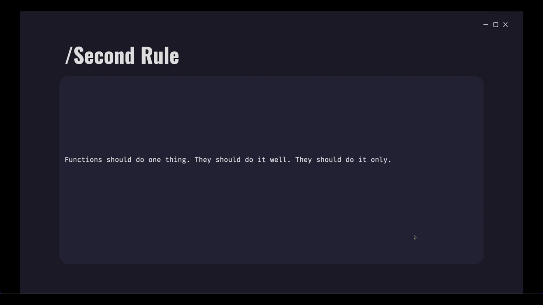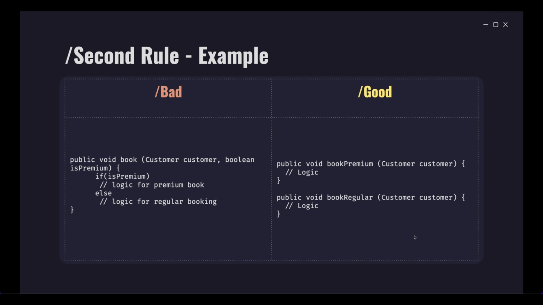The second rule is that functions should do one thing, and they should do it well, and they should do it only. Here we have an example. As you can see to the left, we have a method called book that we are passing a customer and a Boolean flag into. The Boolean flag is called isPremium, and it will execute two different types of logic depending on if isPremium is true or false. So here you should obviously just extract it into two functions and remove that flag.